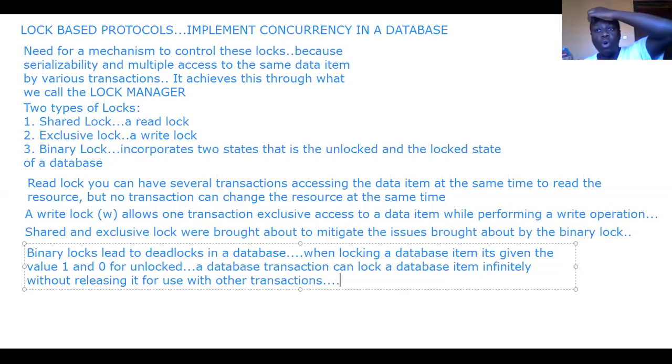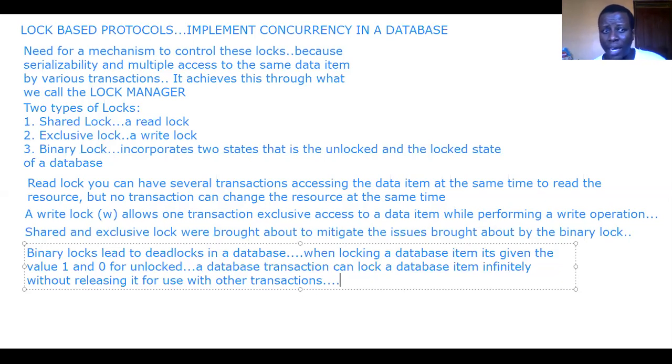Now that's where the whole debacle with the binary lock came in. And that's why the shared and exclusive locks were brought in, so that you could distinguish between read and write. With a binary lock, it didn't matter whether you're reading or writing. It will just lock. If you're reading an item in a database and you're using a binary lock, it locks.